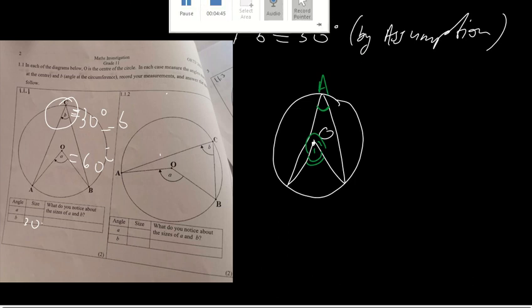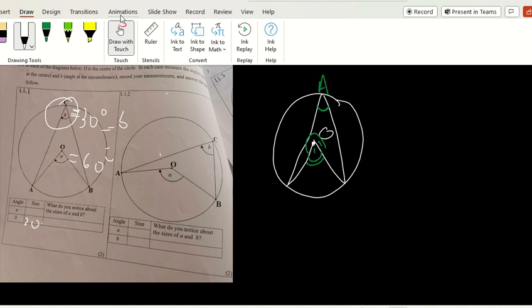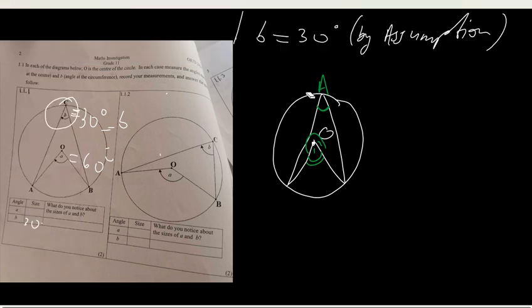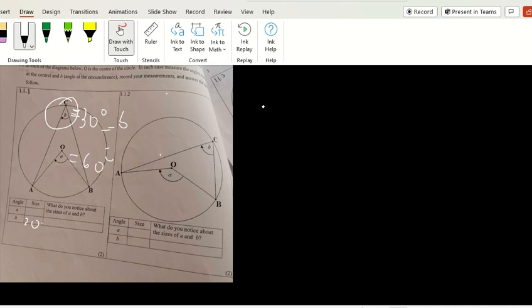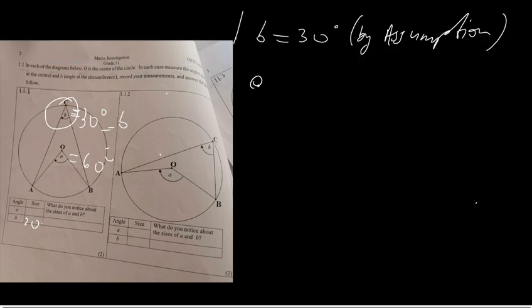So to make this easier and clear, let's quickly write the value of A down in this case of mine. So A is equal to 60 degrees. This has to be the case, guys. Then here, they ask this in the place of A. So at this space here, what do you notice about the sizes of A and B?